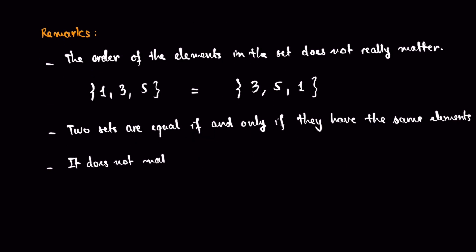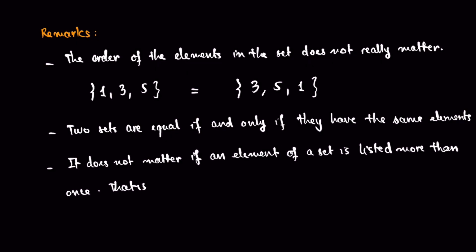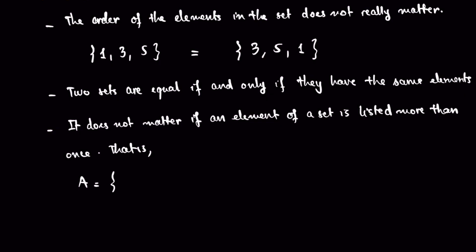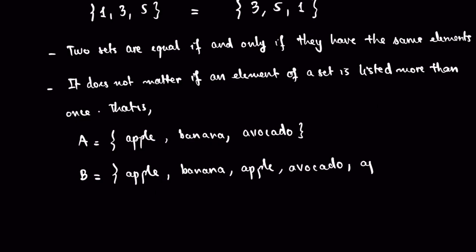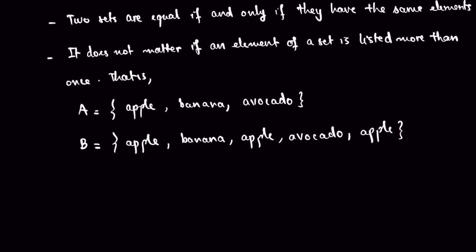Now, it does not matter if an element of a set is listed more than once. That is, you have a set A equal to apple, banana, and avocado. In the set B, I have the set consisting of apple, banana, then another apple, avocado, and another apple. So as you can see, the string apple appeared 3 times. However, in this case, set A and set B are considered to be the same. The repeated elements are ignored.